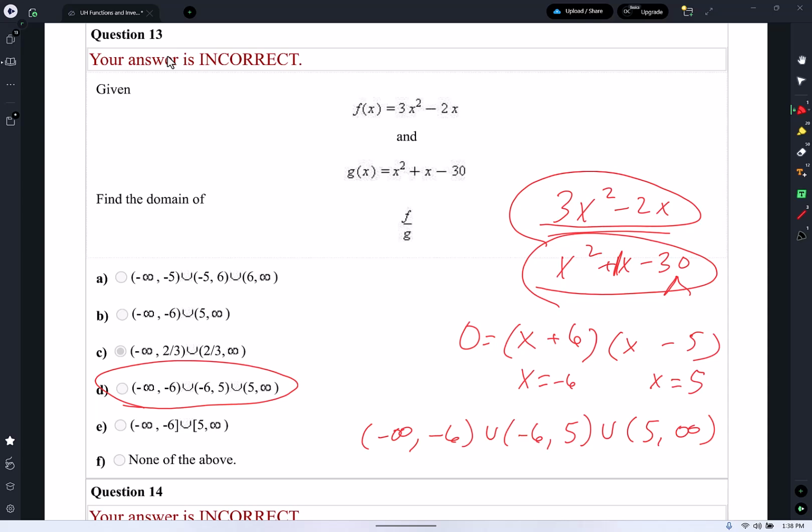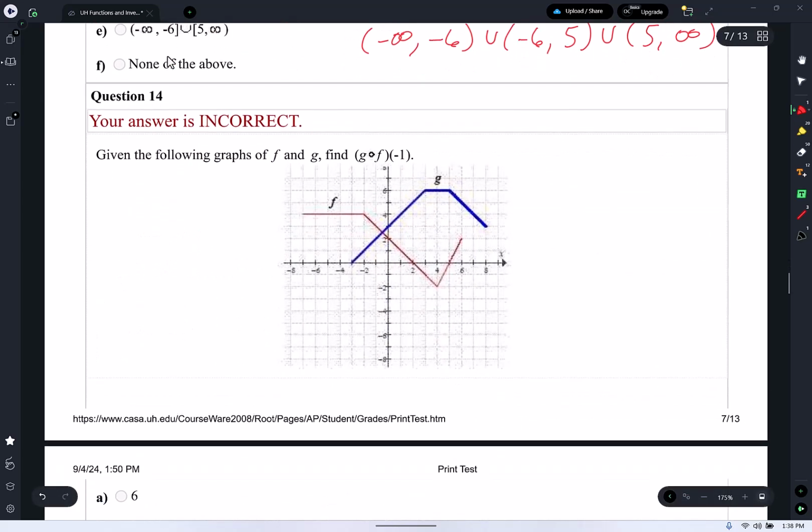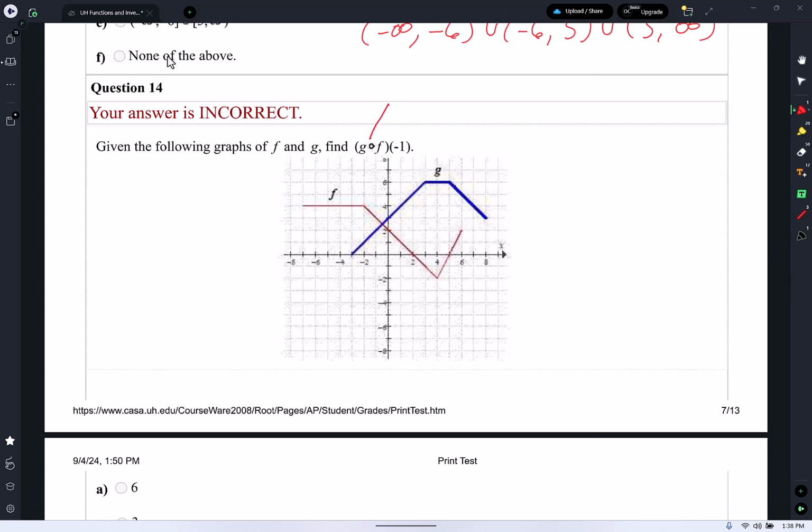I know, not the most exciting stuff in the world. All right, on the next one, question 14. That open circle means composite, or composition. Child, what does that mean? What does composition mean? Hopefully you remember. G composite of f at -1. That's all it means.